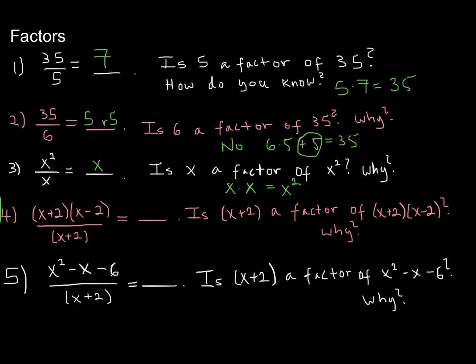x plus 2 times x minus 2, divided by x plus 2. Okay, well, let's go back to what we talked about here. How do I know what 35 divided by 5 is? I thought about, what would I multiply 5 by to get 35? Well, I'd need 7 of them, so I'd multiply by 7. Okay, well, what would I multiply x plus 2 by to get x plus 2 times x minus 2? Oh yeah, that's pretty obvious, right? I'd have to multiply x plus 2 by x minus 2 to get x plus 2 times x minus 2. So is x plus 2 a factor of x plus 2 times x minus 2? Yes. Why? Because x plus 2 times x minus 2 is equal, of course, to x plus 2 times x minus 2. It's redundant, but it gets the point across.